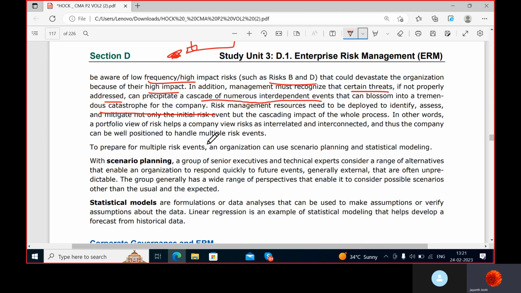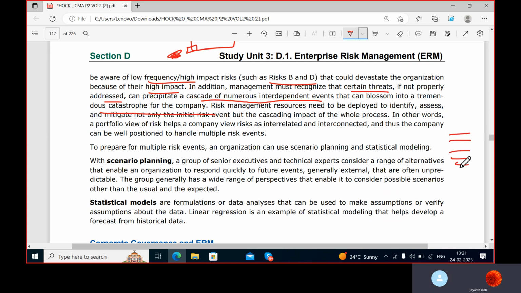So if that blossoms, if it's left like that, then it will do damage, isn't it? Because there are many events which can be interdependent to this and can lead to a catastrophe for the company. So risk management resources need to be deployed to identify, assess, and mitigate not only the initial risk event but the cascading effect of the whole process. Cascade is nothing but levels.